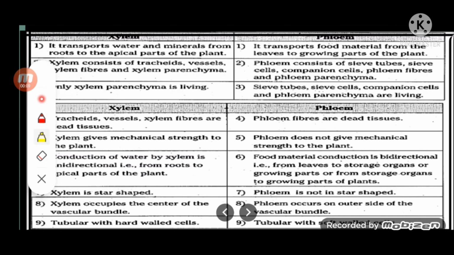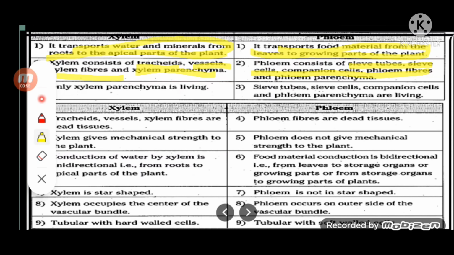So what is the function of xylem? As we all know, they transport water from roots to the apical parts of the plant. Whereas phloem, what does it do? They transport food material from the leaves to the growing parts of the plant, and they also transport it to the storage organs. And xylem consists of tracheids, vessels, xylem fibers and xylem parenchyma, whereas phloem consists of sieve tube, sieve cells, companion cells, phloem fibers and phloem parenchyma. So they are the component cells of xylem and phloem.